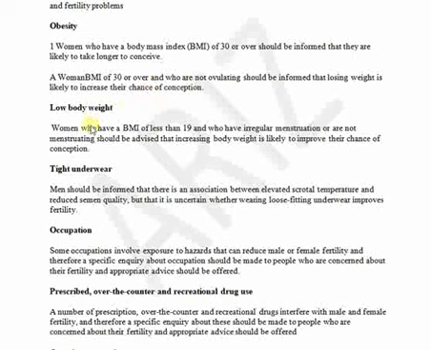Low body weight. Women who have a BMI of less than 19 and who have irregular menstruation or are not menstruating should be advised that increasing body weight is likely to improve their chance of conception. Tight underwear. Men should be informed that there is an association between elevated scrotal temperature and reduced semen quality, but that it is uncertain whether wearing loose-fitting underwear improves fertility.